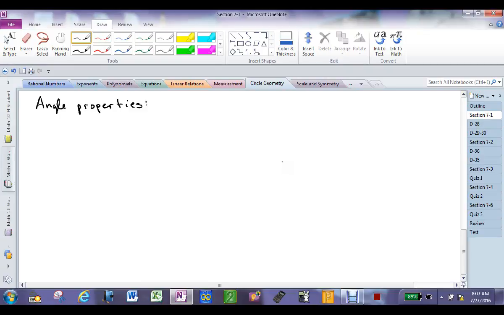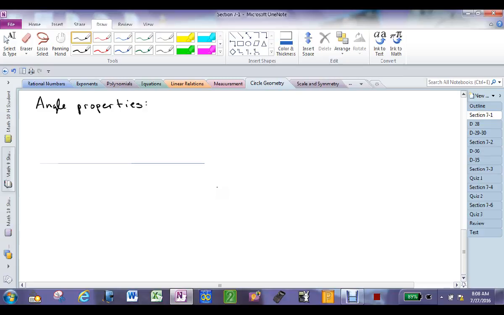And we will begin with angle properties. Alright, on your piece of paper, I need you to draw a straight line. It does not matter how long it is. It does not matter if it is perfectly horizontal. Just draw a straight line.